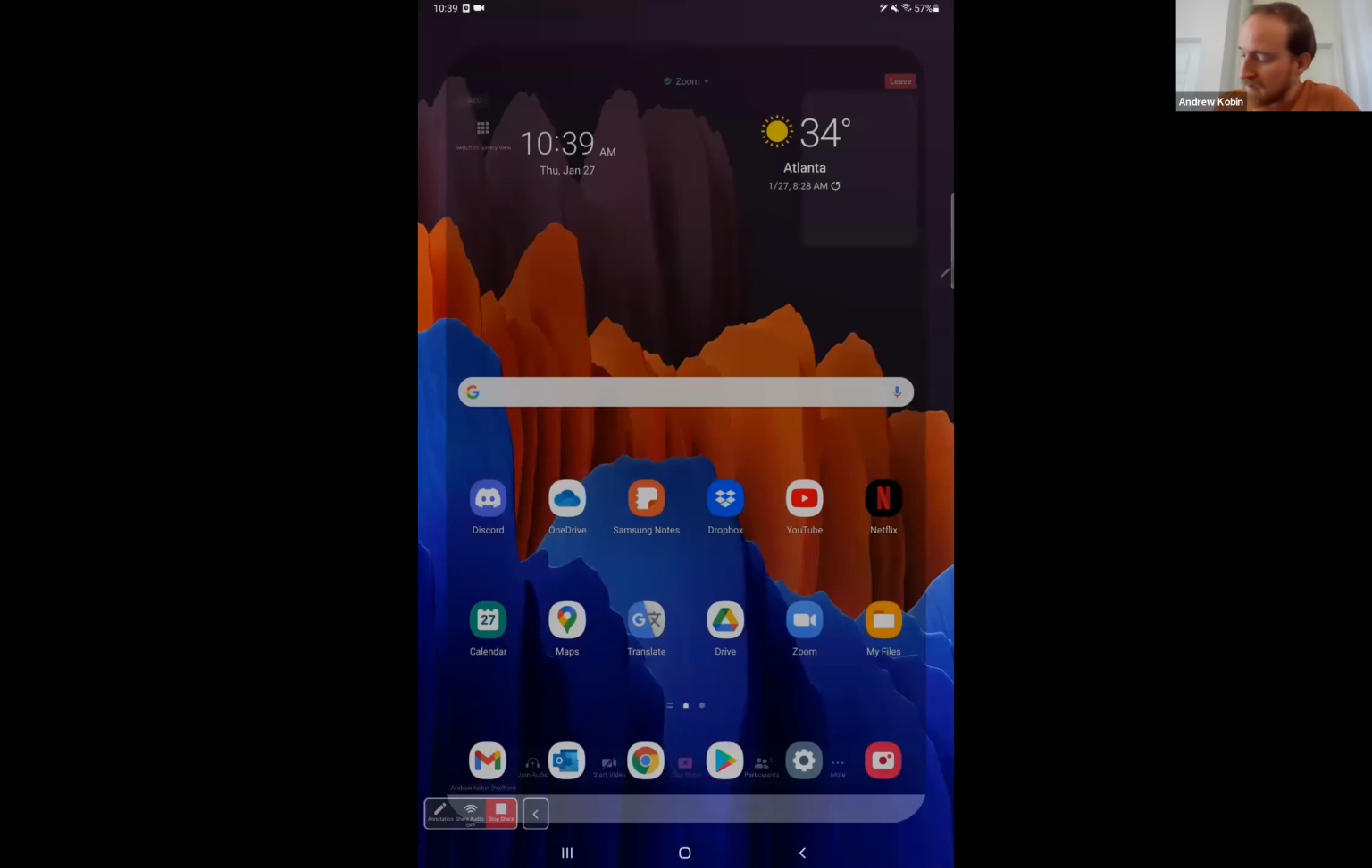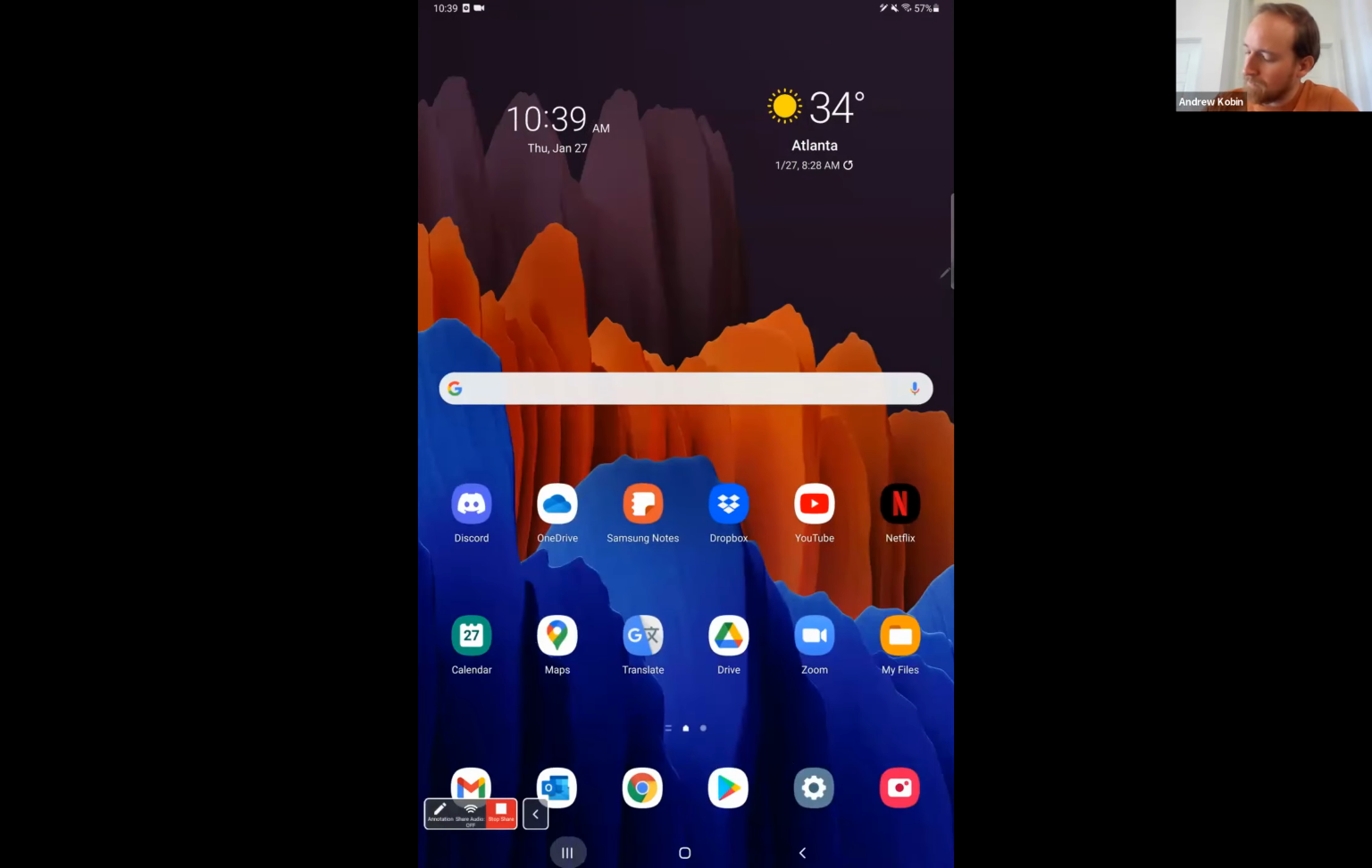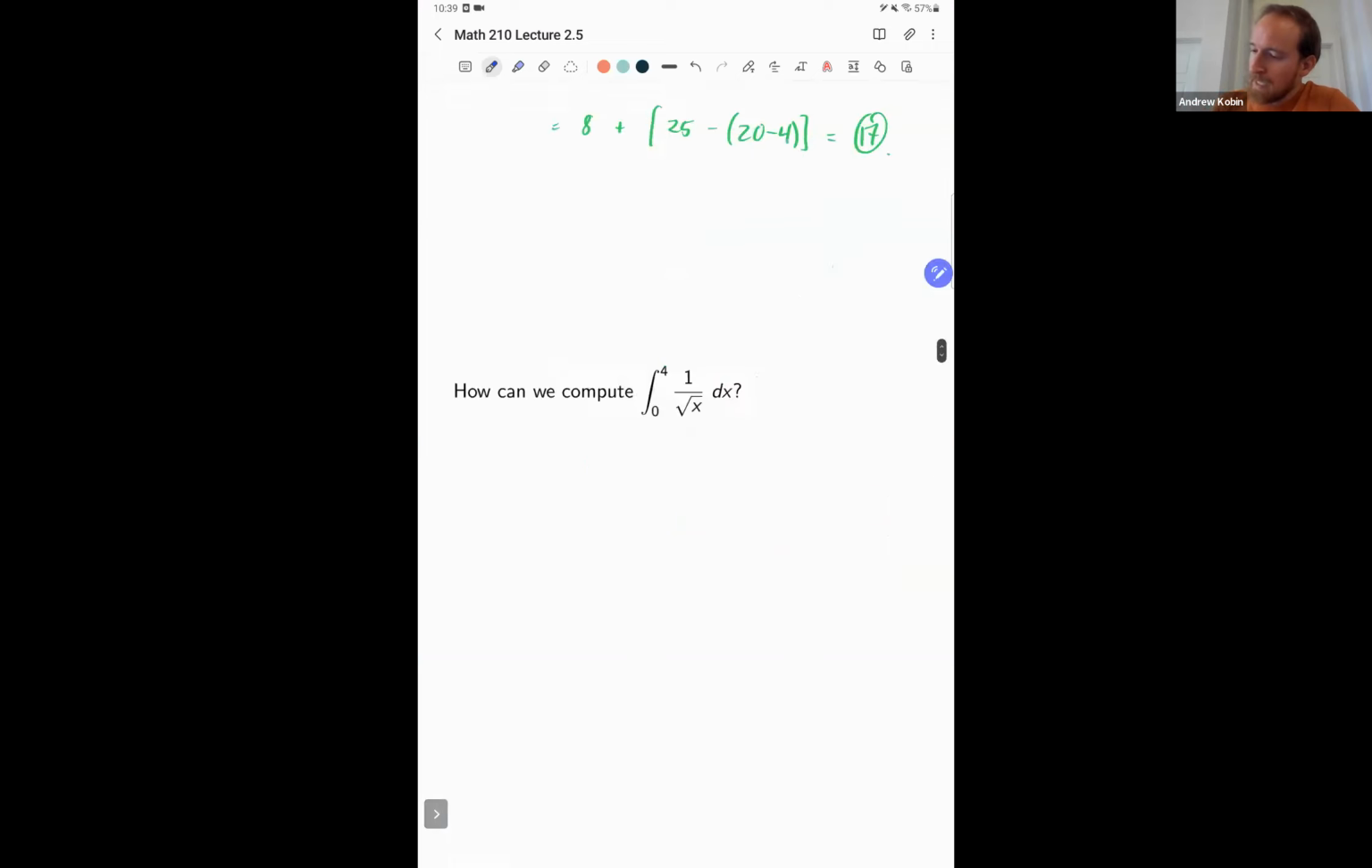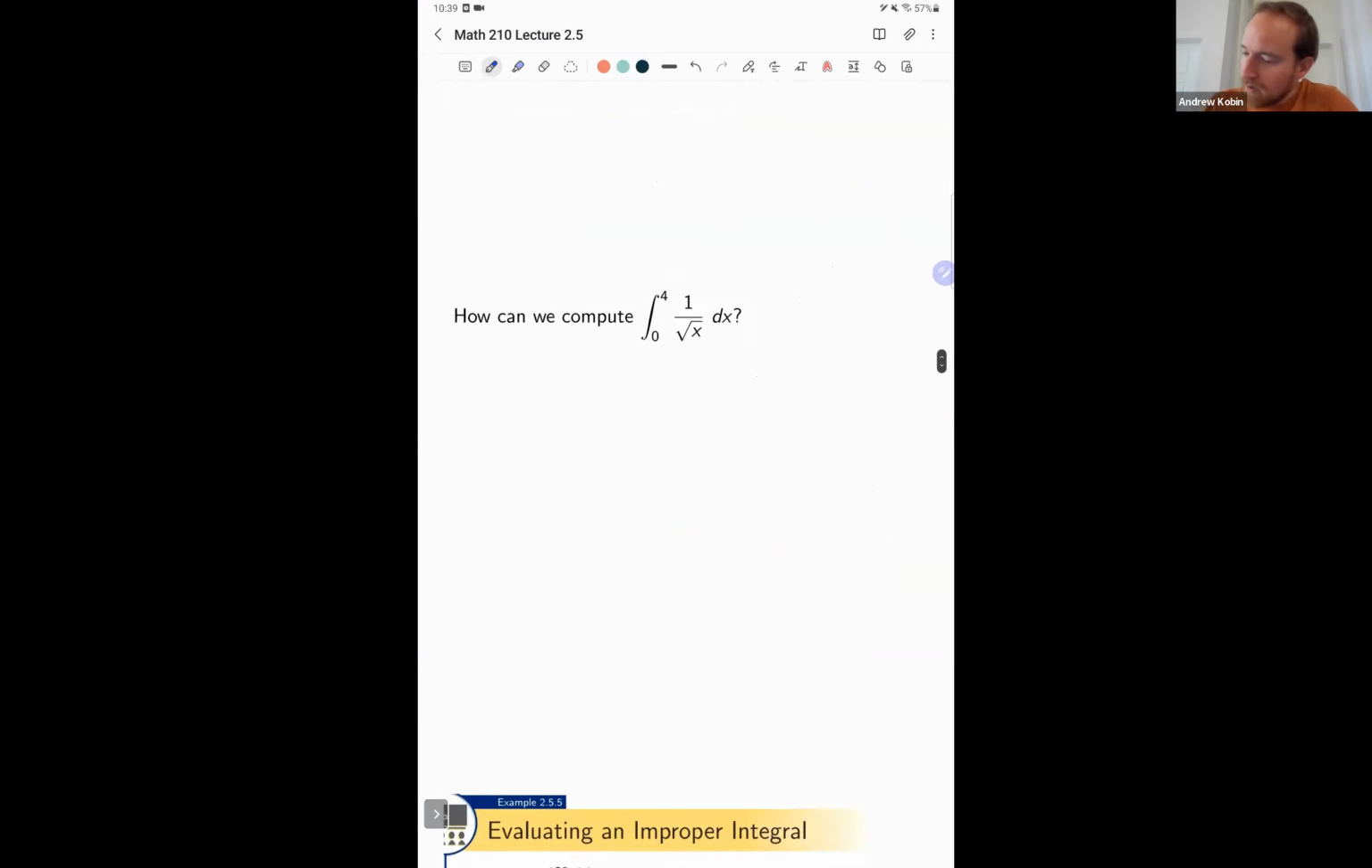If we treat this using the same methods that we did before, how should we think about the interval from 0 to 4 when we have a vertical asymptote somewhere? Well, the first step is to maybe graph the function and see where the vertical asymptote is. So 1 over root x, 1 over powers of x in general look like the following in the first quadrant. And there's a vertical asymptote of this function at x equals 0.